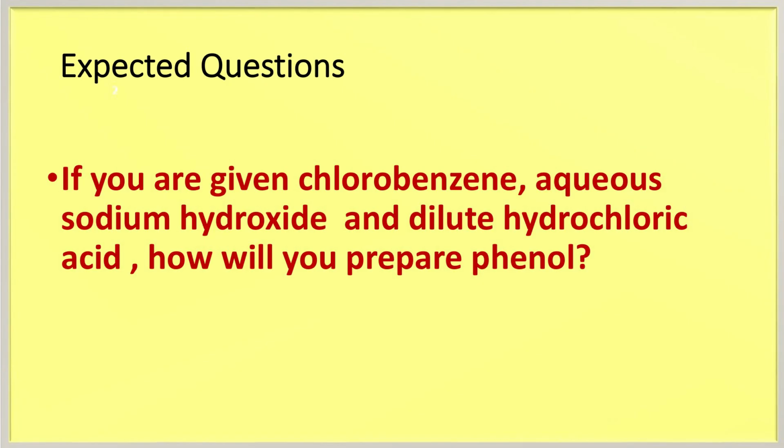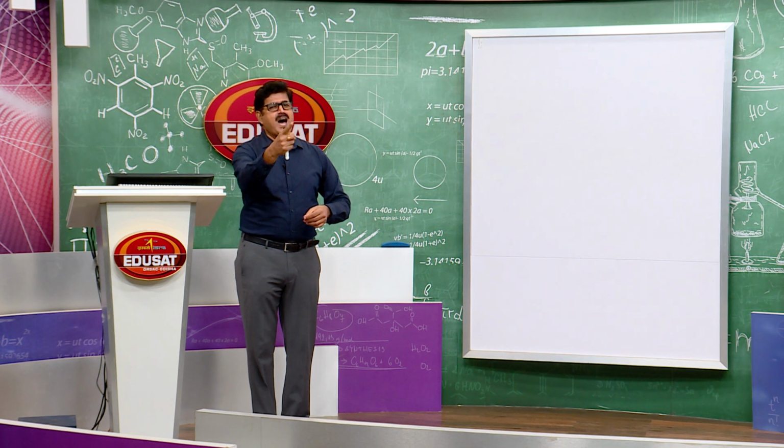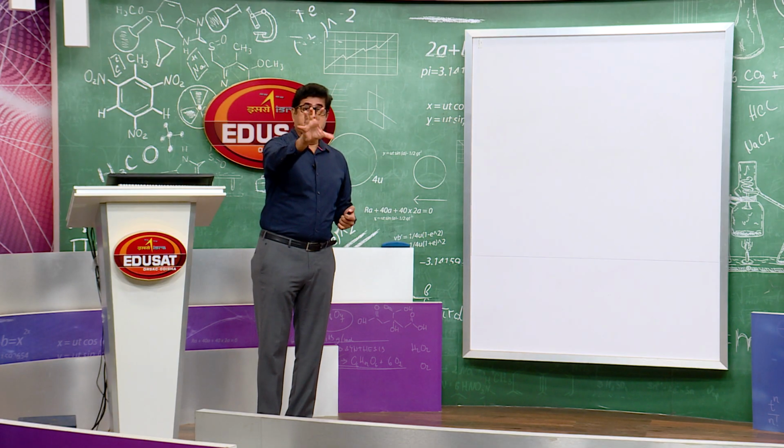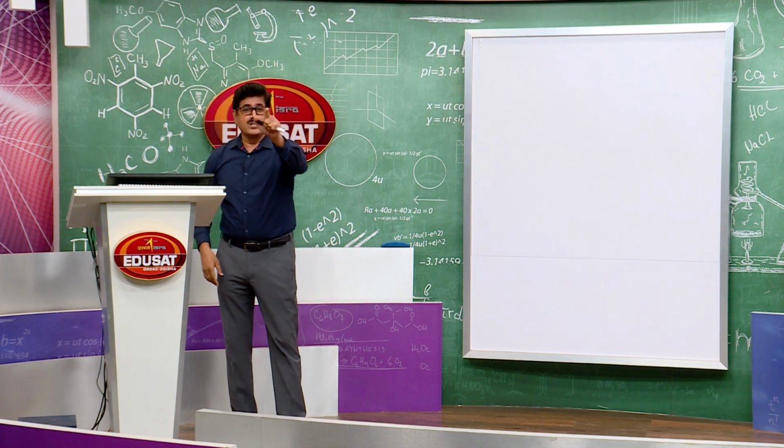If you are given chlorobenzene, aqueous sodium hydroxide and dilute hydrochloric acid, how will you prepare phenol? You know the same reactions, same answer: chlorobenzene with aqueous sodium hydroxide. What do you mean by aqueous sodium hydroxide? 8% sodium hydroxide solution, under drastic condition, 350 degree centigrade and 300 atm pressure, it gives sodium phenoxide, which upon acidification gives phenol. You know that, but the style of asking question is different. I have shown you the 4 methods of asking questions based on the Dow process.